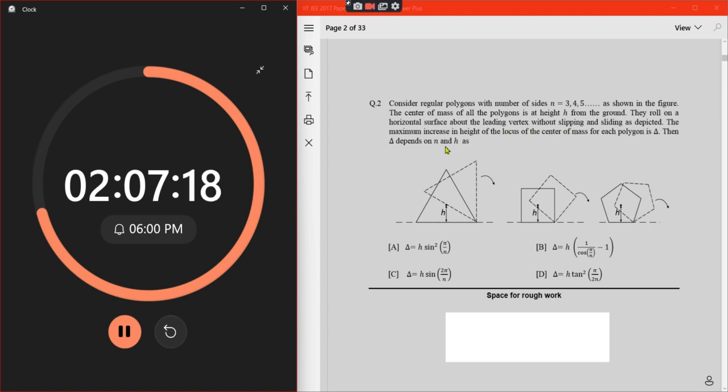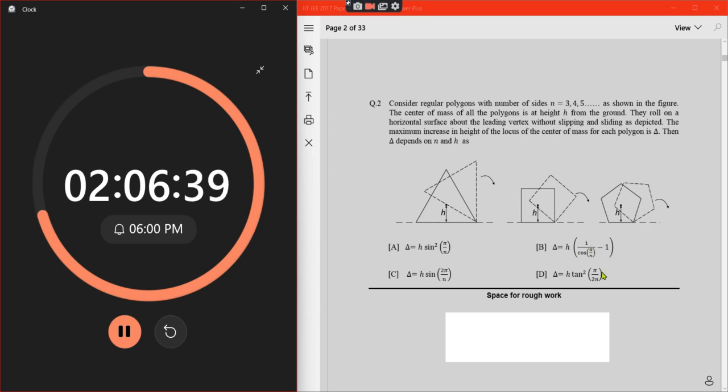Delta depends on n and h as... Oh, h is given to us. It's the same everywhere. Awesome. So that means using h you will have to figure this out, right? So what's the r value? This is theta. It's just h upon sine theta. This thing is about h. That value is h times of 1 upon sine theta minus 1. And just 1 upon sine of pi upon n minus 1. That explains it. Okay, cool.